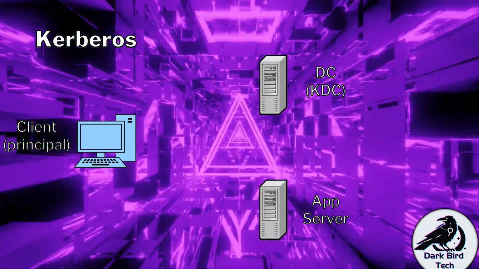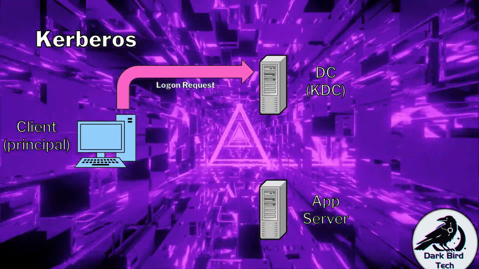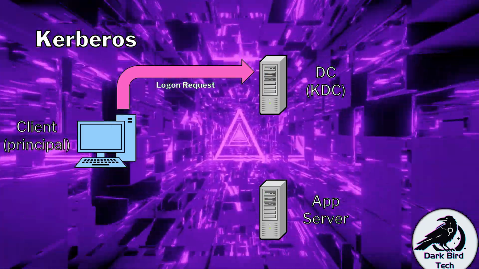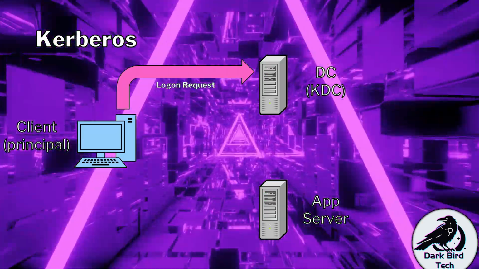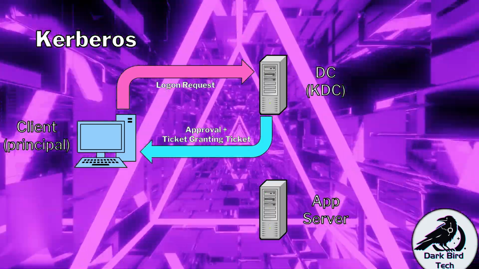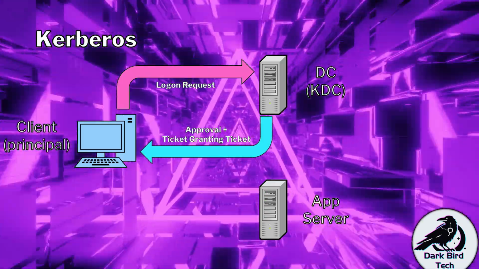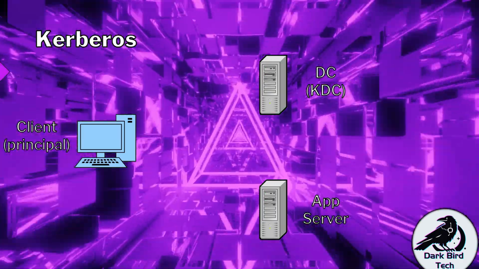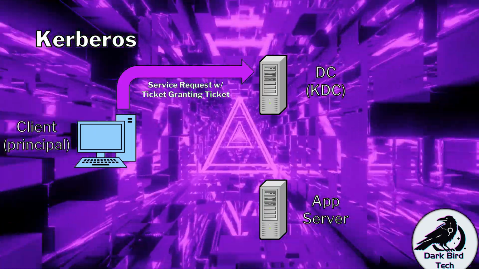So the first step is the user will do a logon request. This is where the client computer sends through the user's credentials and any authentication information that is needed. We are going to assume the authentication was successful, in which case the domain controller sends an approval message with something called a ticket granting ticket. I don't make these names up, I promise. Now, once that's happened, the client has that ticket granting ticket. They will then make a service request to the domain controller with the ticket granting ticket.